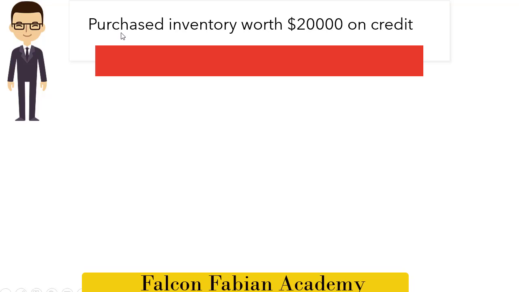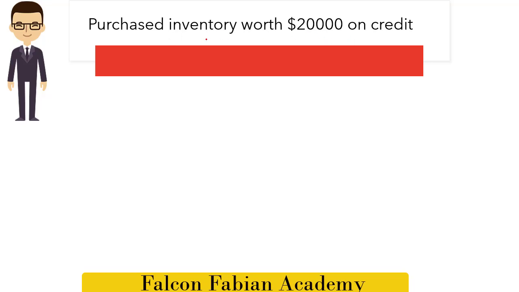Now the second transaction is purchased inventory worth 20,000 on credit. So inventory is coming into the business. Inventory is what? The stuff that the business is going to sell and generate revenue. So here the business is buying inventory on credit. So it's kind of a borrowing or a loan. So what are the two accounts that are involved in this transaction?